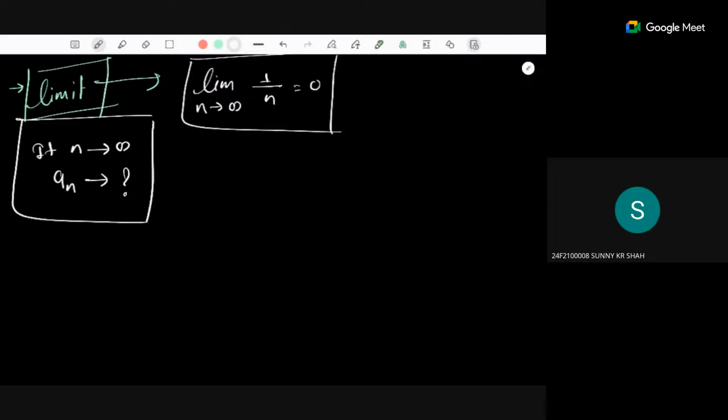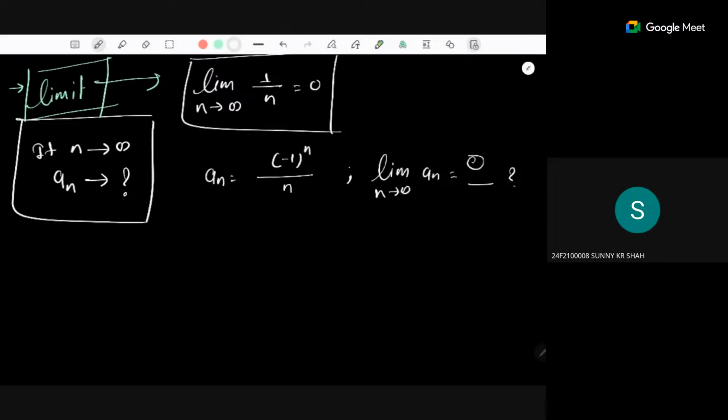Now I'll take one more example. Suppose a_n is equal to (-1)^n upon n. Then what will be your answer? Limit as n goes to infinity of a_n. What do you guys think? Limit as n goes to infinity of a_n will be equal to? Anyone can answer this question? Yeah, the answer is 0.